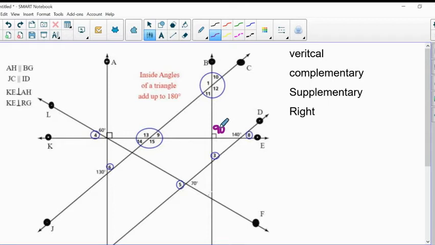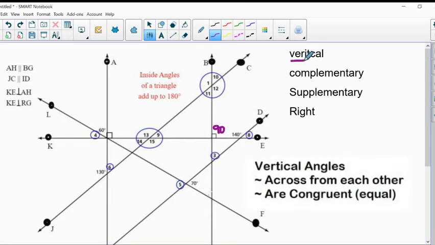Vertical angles are angles across an axis from each other, and they have the same measurement. So if this angle here is 90 degrees, then this one here is 90 degrees, because vertical angles are the same.